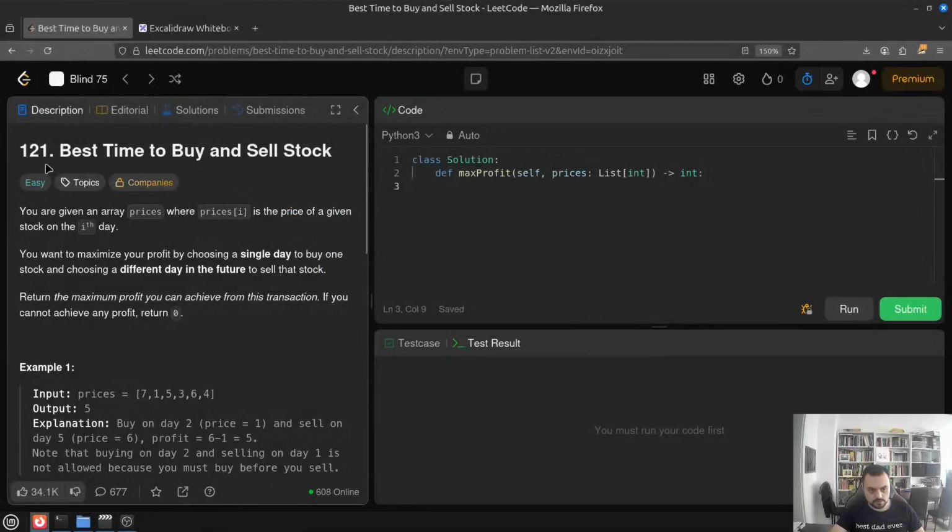Leetcode 121, best time to buy and sell stock. It's an easy problem and great introduction to greedy approach or greedy algorithms. And oftentimes you would have those easy or medium problems on Leetcode where you can very easily see a brute force solution. Yeah, so the problem itself is not complicated.